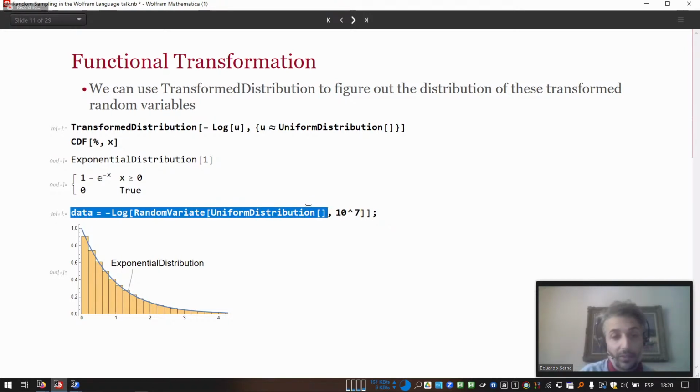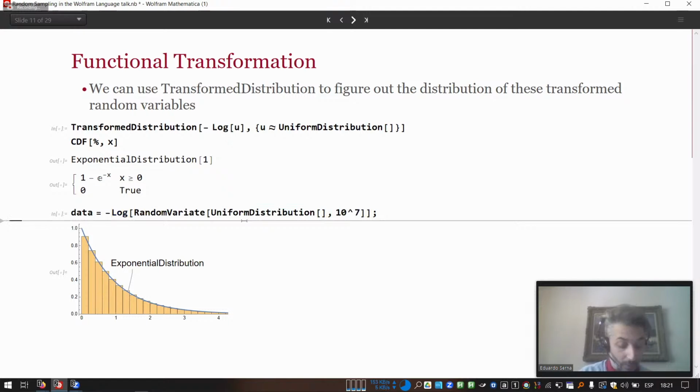So we can generate 10 to the 7 uniform samples. Here I'm explicitly using the uniform distribution, but this could have been RandomReal with 10 to the 7, exactly the same thing in this case. We take the log of that data and flip the sign. This is all fast because these are vectorized operations, which means the machine operates on the whole data at a time, not one by one. And we see that the data is indeed distributed like an exponential distribution. This is the PDF of an exponential distribution. Okay.